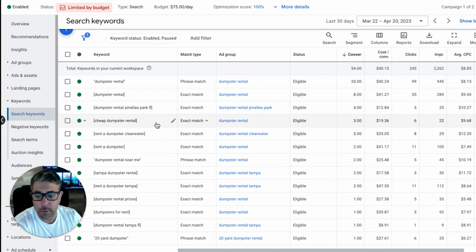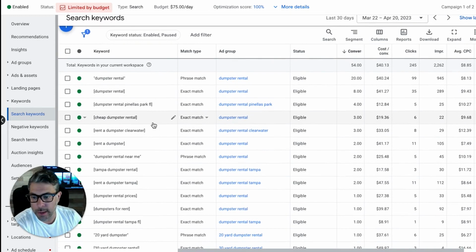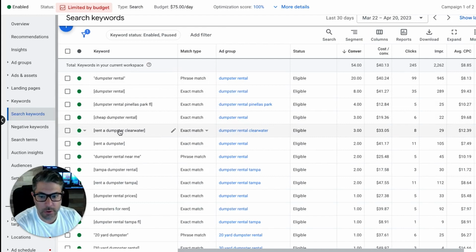I think honestly, the most broad intent type keyword we're going after is probably dumpster rental. And even that is pulling a ton of leads. But all of this stuff is hyper focused. Rent a dumpster, Clearwater. I mean, it doesn't get much more clear than why someone's searching this, right?